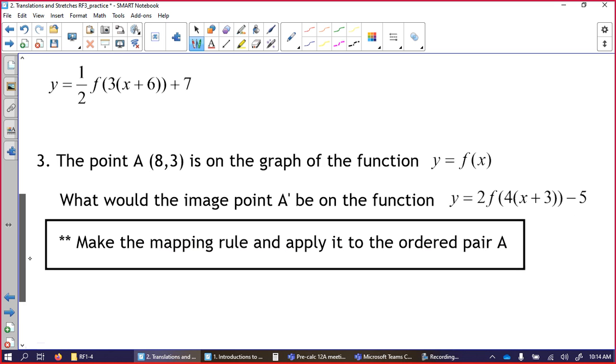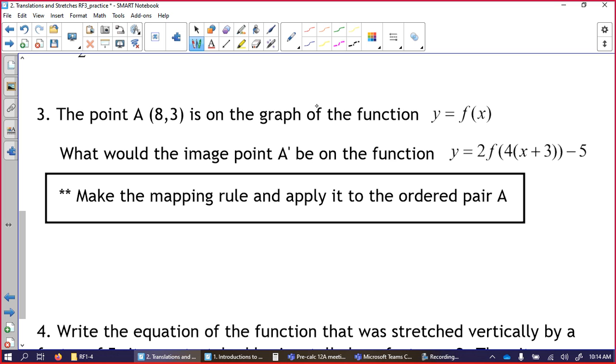The point (8, 3) is on the graph of some function. What is the image point for that equation? So if you're asked to find an image point, we need a mapping rule. So (x, y), the same thing that we had earlier. Well, I've got a 4 here, so I need to make that a quarter. X plus 3 becomes minus 3. There's a 2 in front of the y. 2y minus 5.